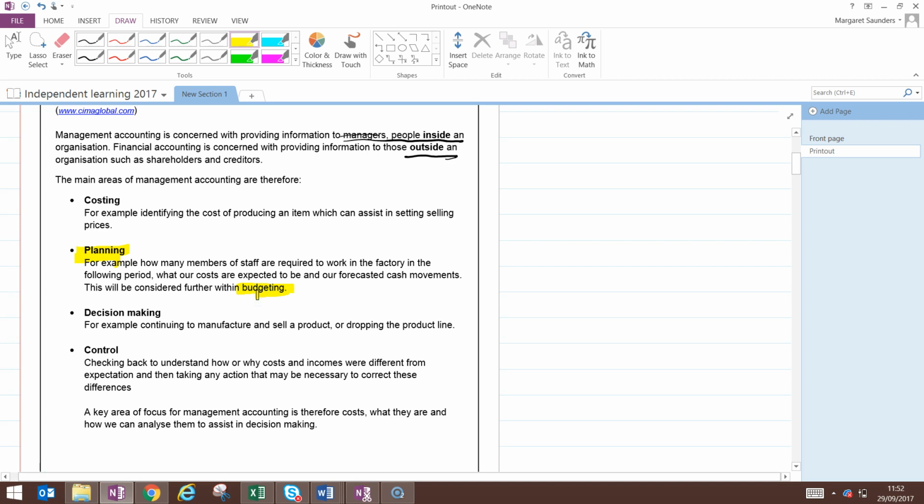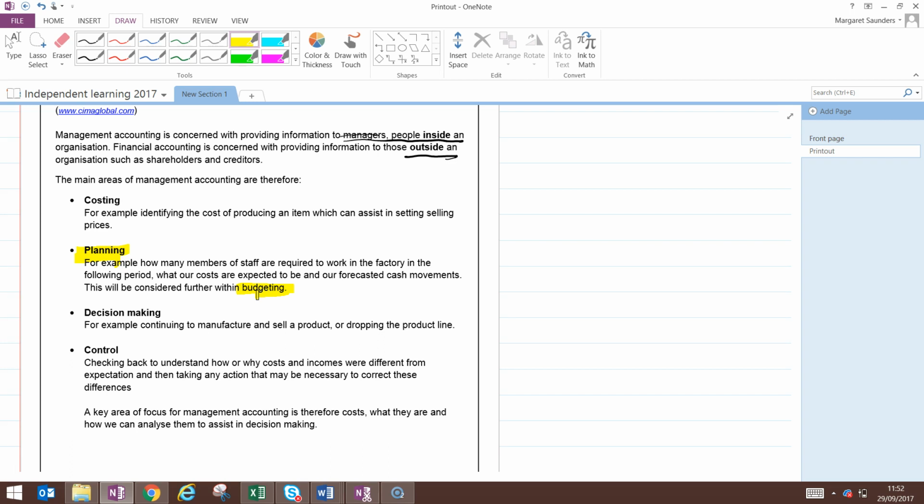You'd also be concerned with decision making. So for example, should you produce and sell a particular product? Should you cease the production of a product? Is it no longer profitable? Should you invest in a new building? Should you begin to try and sell overseas?